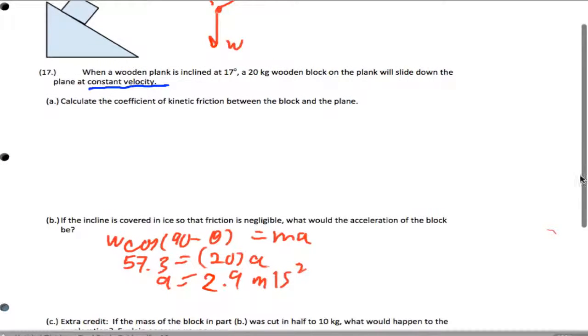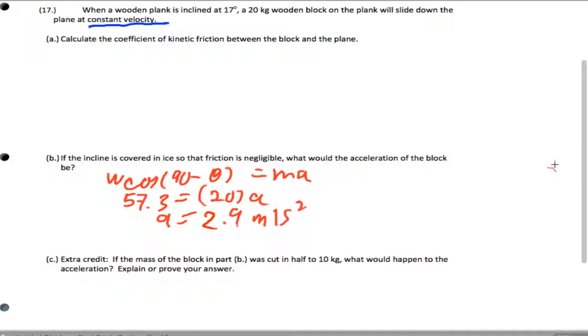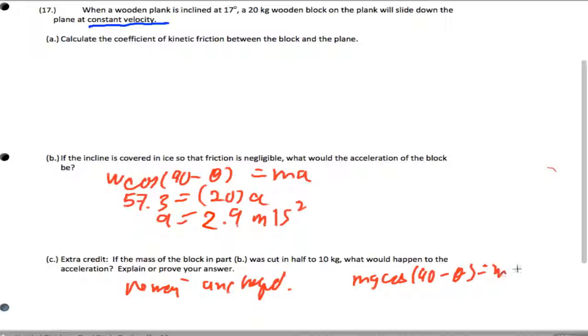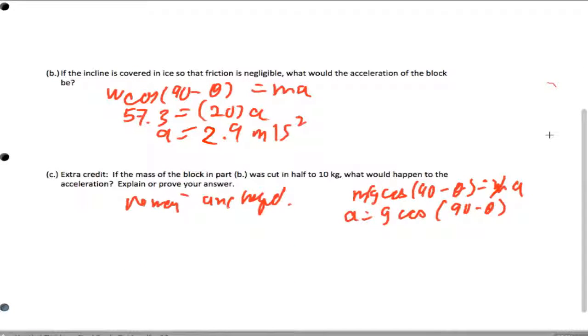Excellent. Now, if we cut the block in half, we want to know what happens to the acceleration. And the answer is that in this case, the acceleration would in fact remain unchanged. And I'll prove this using letters. I know that mg cosine 90 minus theta equals ma, so the m's actually cancel out. So the acceleration ends up being g cosine 90 minus theta. So that's it for this particular part of the review, and we will keep on keeping on.